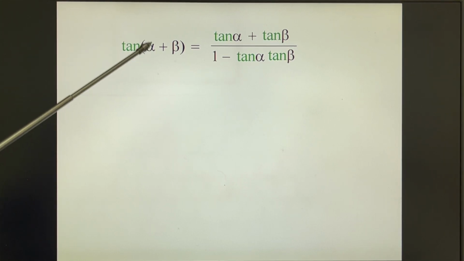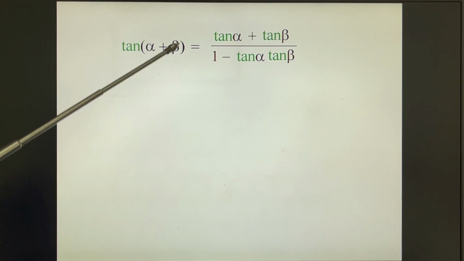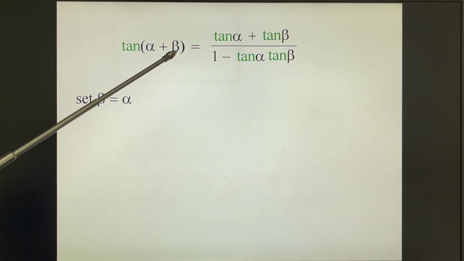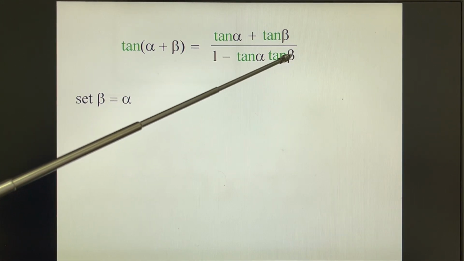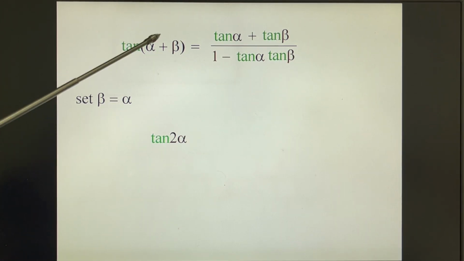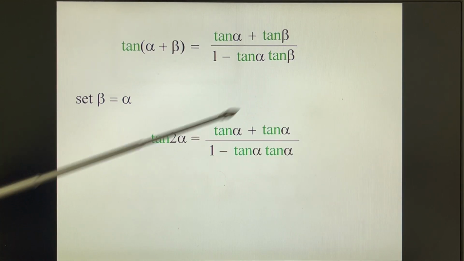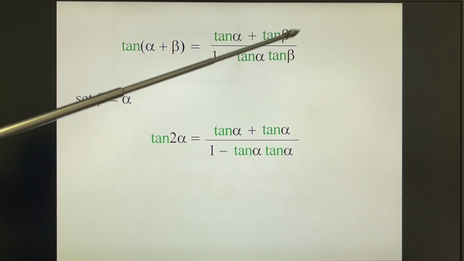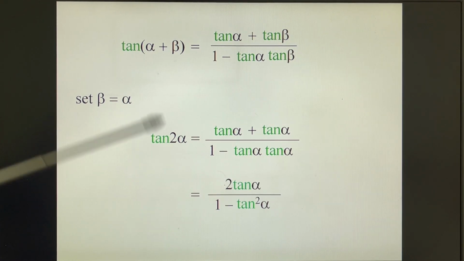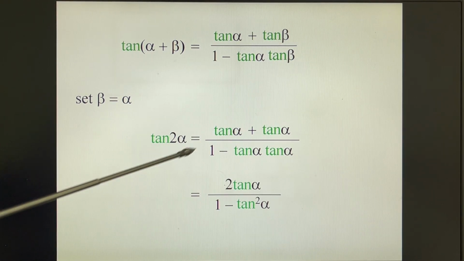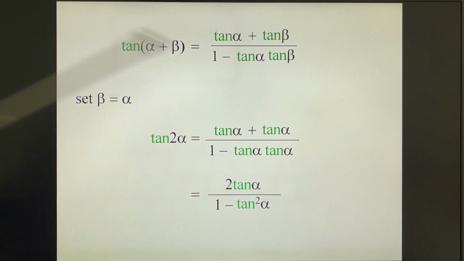How about tangent 2 alpha? We set beta equal to alpha. We get tangent alpha plus tangent alpha over 1 minus tangent alpha times tangent alpha. So tangent 2 alpha equals 2 tangent alpha over 1 minus tangent squared alpha.